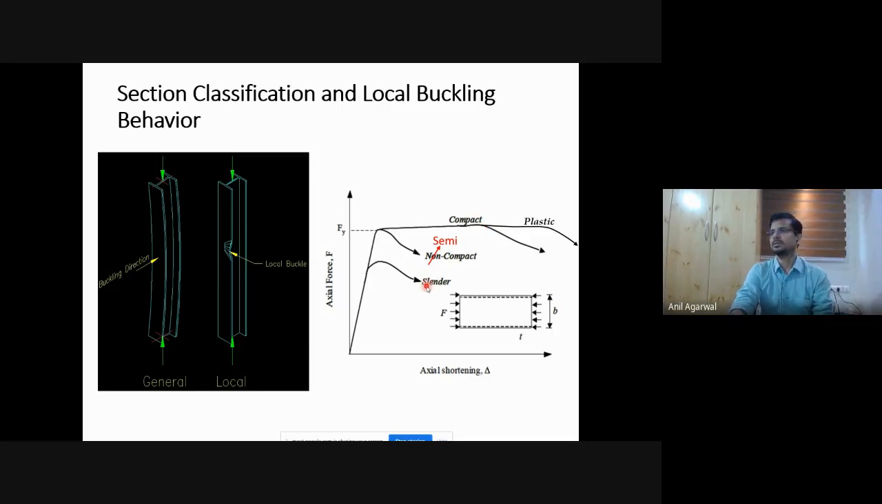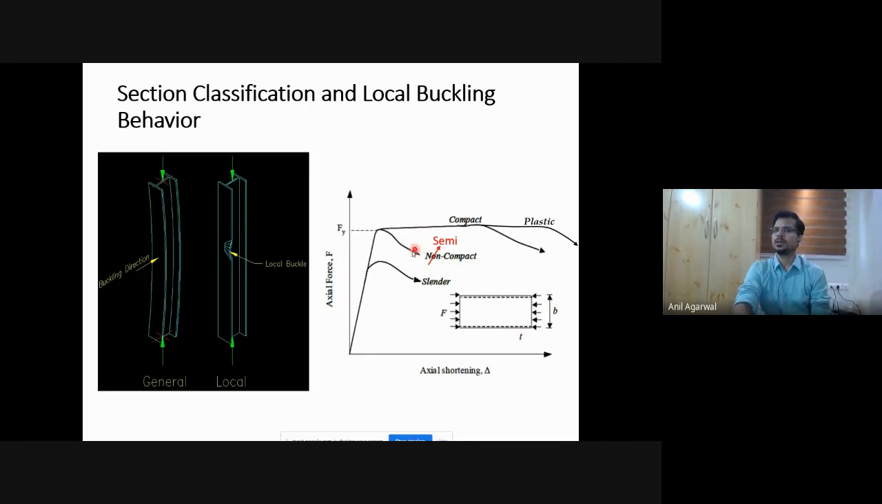Also, there is a possibility of a slender section. Slender sections are prohibited if you are going to use IS 800. Either it is prohibited, or, as Lohit had mentioned briefly, you assume that a portion of the cross section is not going to be utilized. So let's say your B by T turns out to be 15, and the code says that B by T cannot be more than 10 for it to be semi-compact.